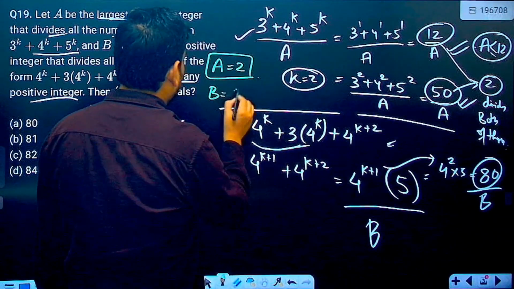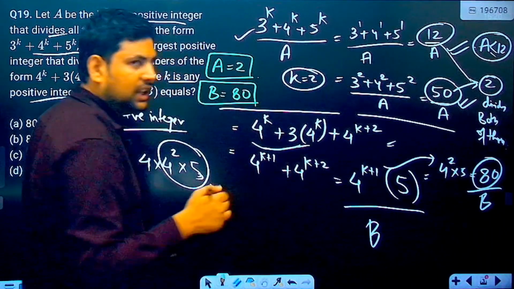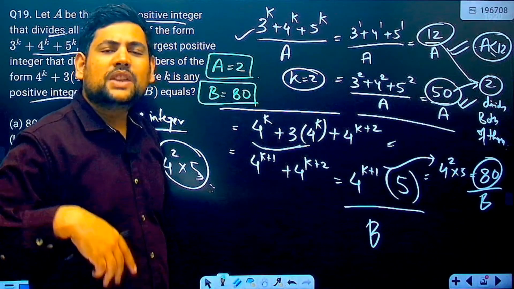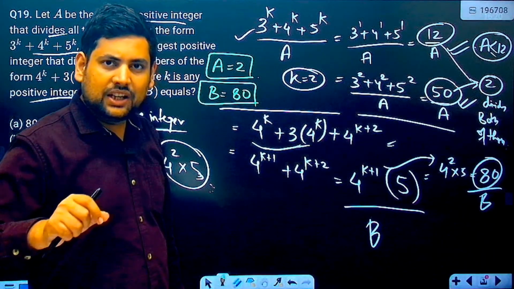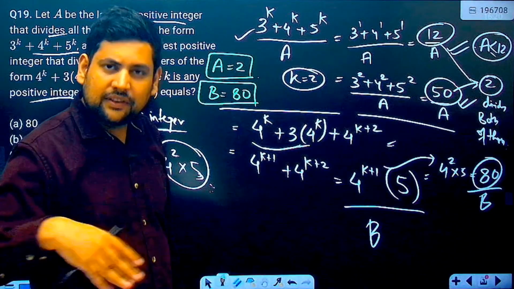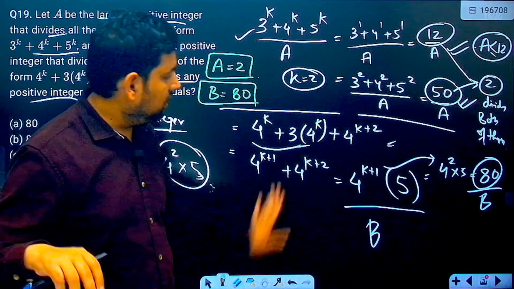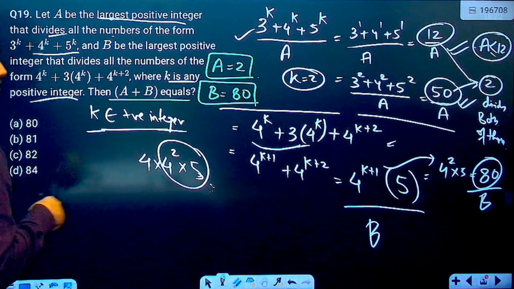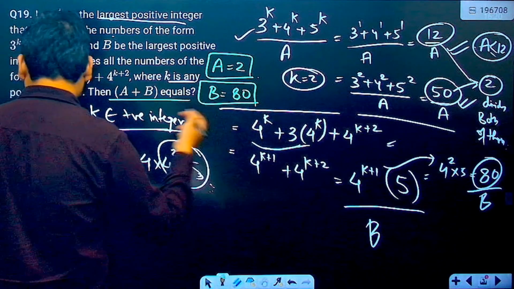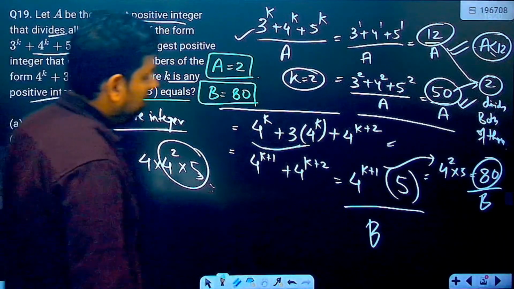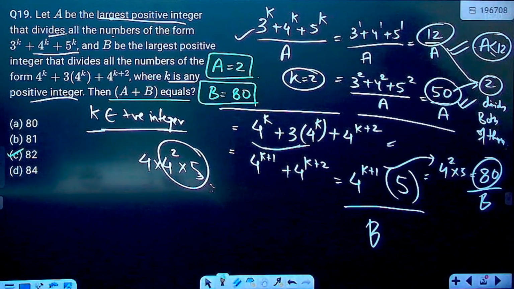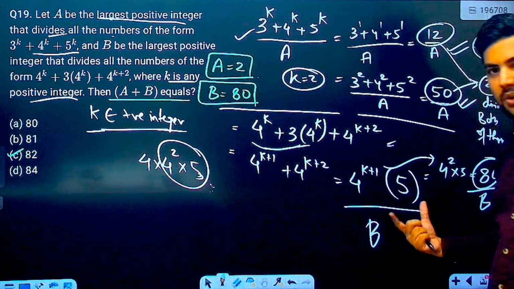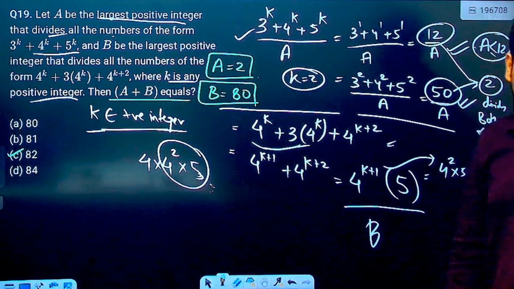Now anything bigger than 80 will not satisfy. Why? Because then k power 1 will not satisfy. But once you have taken b as 80, now you take k equals 2, again that will be some multiple of 80 only. So every time it will be divisible. Now it is asking you, then a plus b equals what? So 2 plus 80, 80 plus 2, 82. C becomes the answer. Okay, a little solving you have to do. But if you understand how I have broken this down, then you can see it very easily.